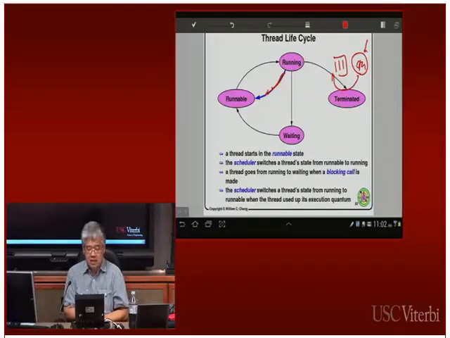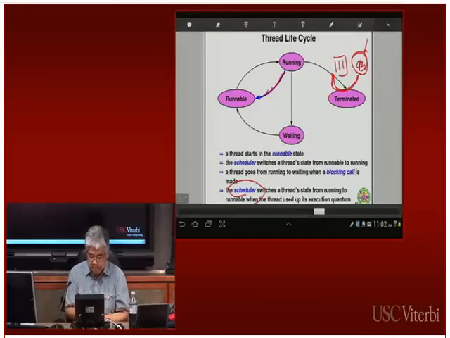In that case, who's doing this? It's the scheduler that's doing this. When the timer interrupt goes off, the timer interrupt will invoke the scheduler, and the scheduler will move this job from the running state back into the runnable state and stick it at the back of the run queue, because it used up too much CPU.